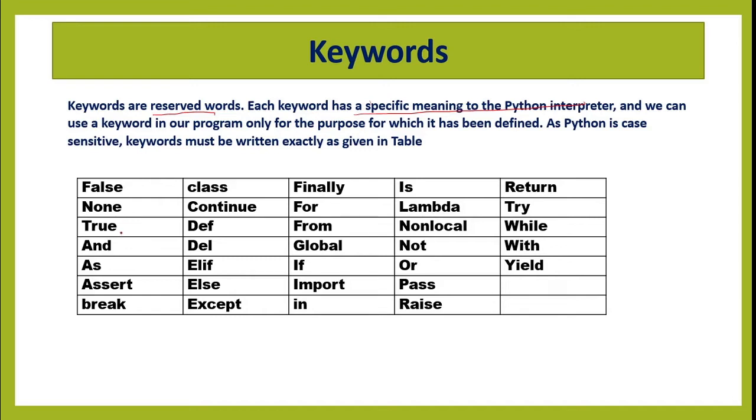False, None, True, and, as, assert, break. Then class, continue, def, del, elif, else, except. Then finally, for, from, global, if, import, in. Then is, lambda, nonlocal, not, or, pass, raise, return, try, while, with, yield. Okay, so these are the keywords available in Python programming.